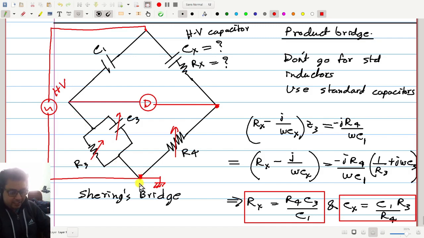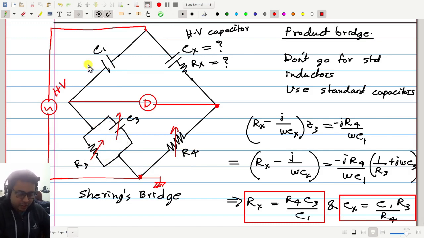Therefore, the person who is operating this bridge is controlling these three impedances, and the potentials across them are close to ground potential. Therefore, it is a bit safer to use this arrangement. If Z3 is of low impedance, this side is also of much lower impedance compared to C1.